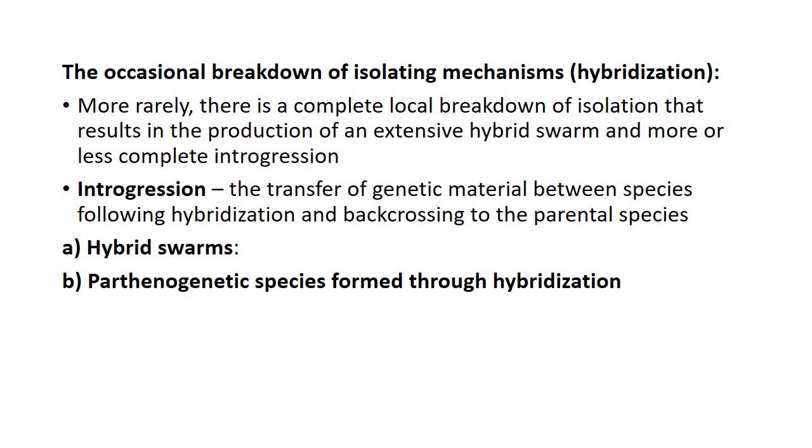In hybrid swarms, we have certain species where the reproductive isolation is maintained over most of the area of sympatry, which may break down locally, resulting in the production of localized hybrid swarms. Whereas in the parthenogenetic species formed through hybridization, it results in the production of an individual with one chromosome set from parental species A and one from parental species B, and leads to the doubling of the chromosome set called allotetraploidy.